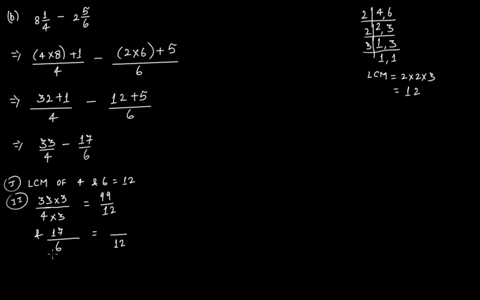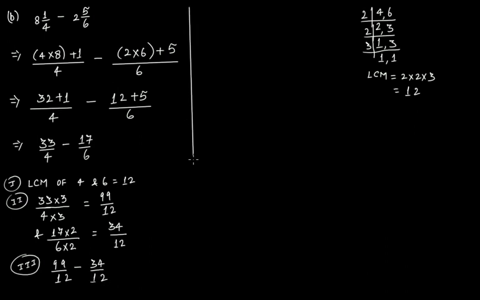by what number should we multiply 6? Clearly by 2. Now since we have multiplied the denominator by 2, we'll also multiply the numerator by 2. So this will be 34 over 12. The third step will be what? To subtract. So now it's 33 over 4, so this is 99 over 12, and minus this is 34 over 12.